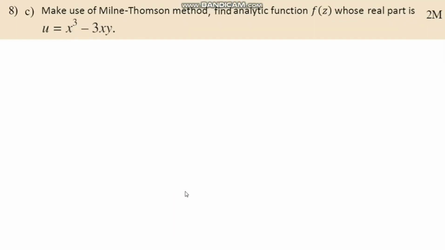Next question, 8th question C bit, make use of Milne-Thomson method, then find analytic function f of z only whose real part is given, where u is x cube negative 3xy. Our objective is to find the analytic function only when the real part is given by using Milne-Thomson method. Here we are given the function u.